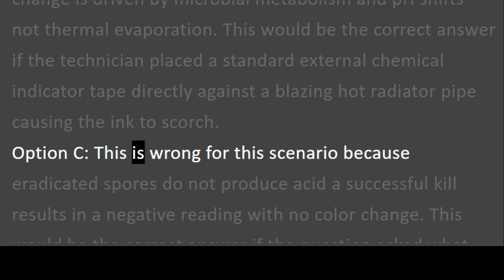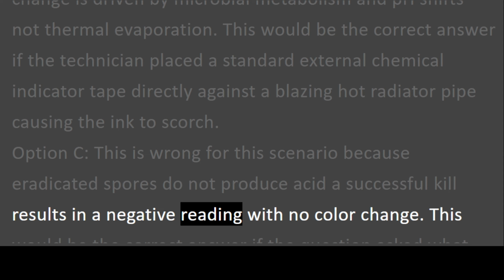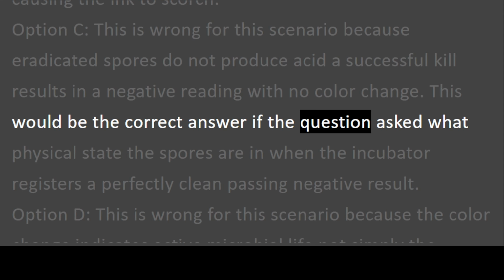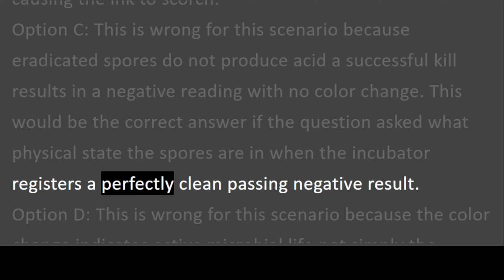Option C. This is wrong for this scenario because eradicated spores do not produce acid. A successful kill results in a negative reading with no color change. This would be the correct answer if the question asked what physical state the spores are in when the incubator registers a perfectly clean passing negative result.